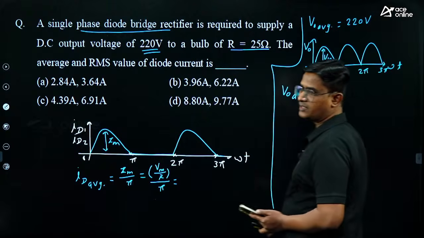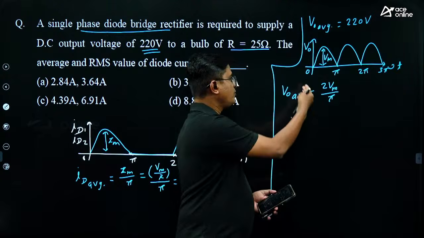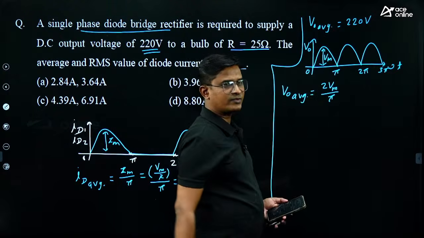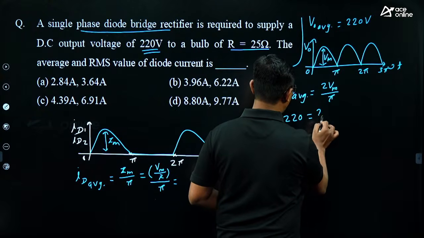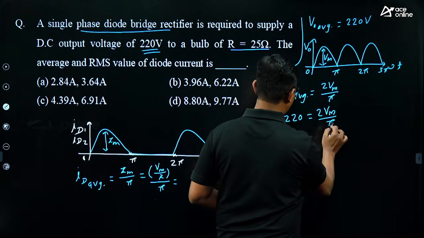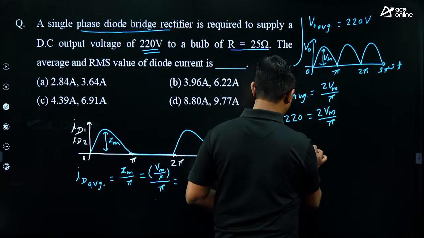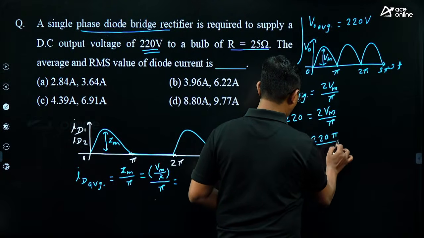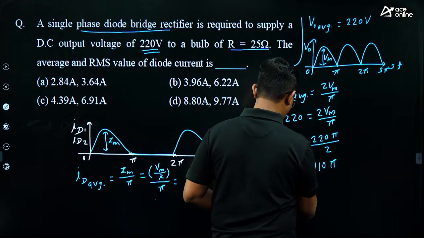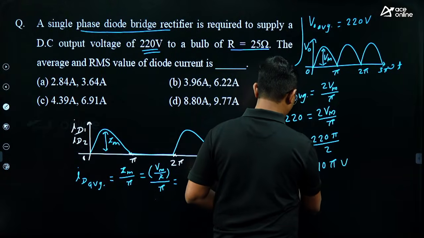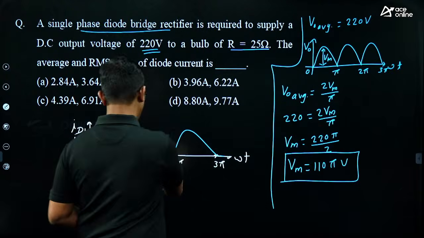You can see it is 1 by pi integration 0 to pi Vm sin omega t. So it is 2 Vm by pi. Now 220 is equal to 2 Vm by pi. From this you can get Vm, it is 220 into pi upon 2, that is equal to 110 into pi. This is Vm.